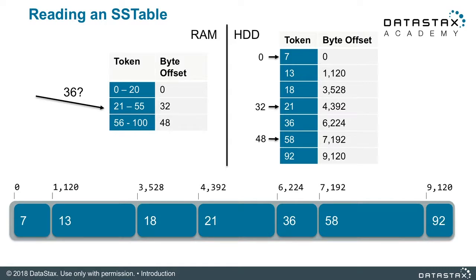Apache Cassandra opens the partition index, seeks to that byte offset, and starts doing a search from there. Well, we're not looking for a partition token of 21, so it moves on to the next one. There's 36. It resides at byte offset 6224 inside of the SS table file.